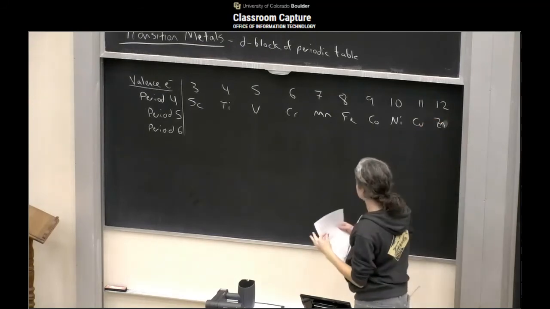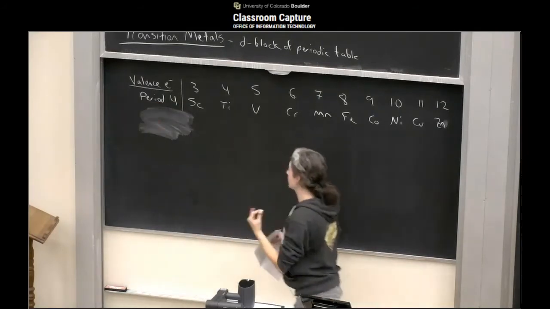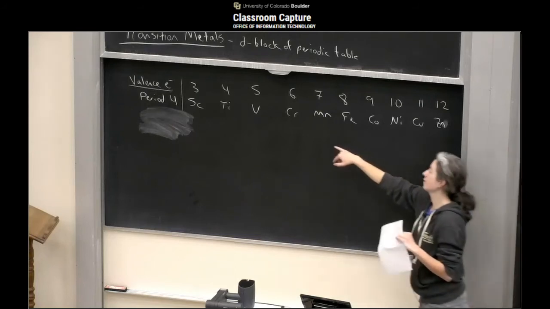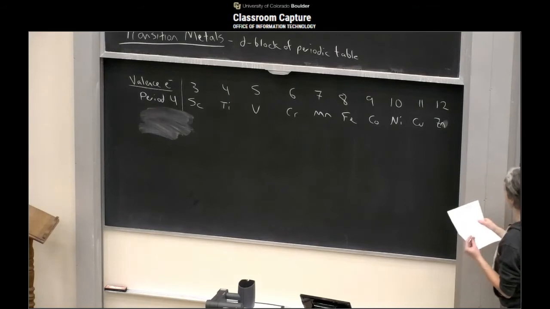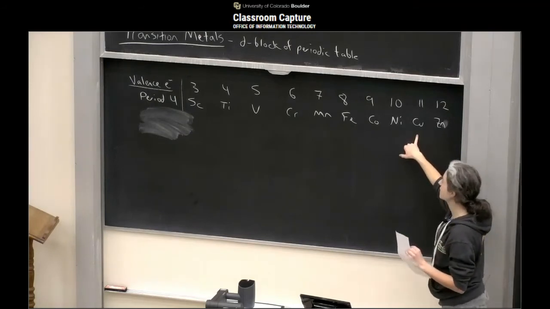So I probably won't draw in the whole thing actually, but this is kind of what we're looking at. Scandium starts at 3 valence electrons, then titanium, vanadium, and chromium, and eventually we get over here to zinc, which has 12 valence electrons. Okay, so electron counting for these things.